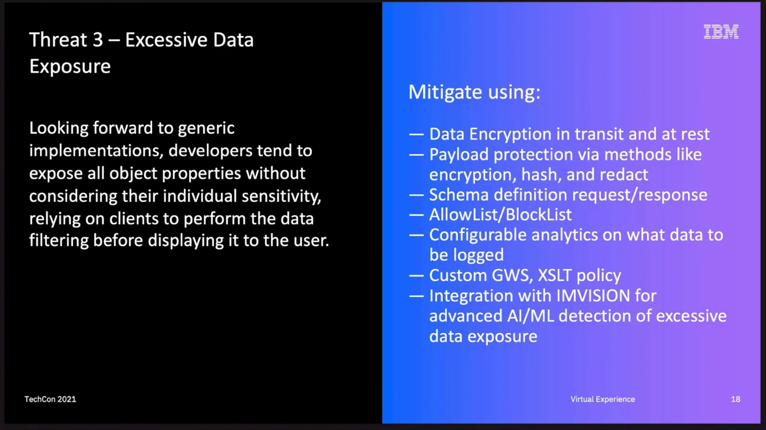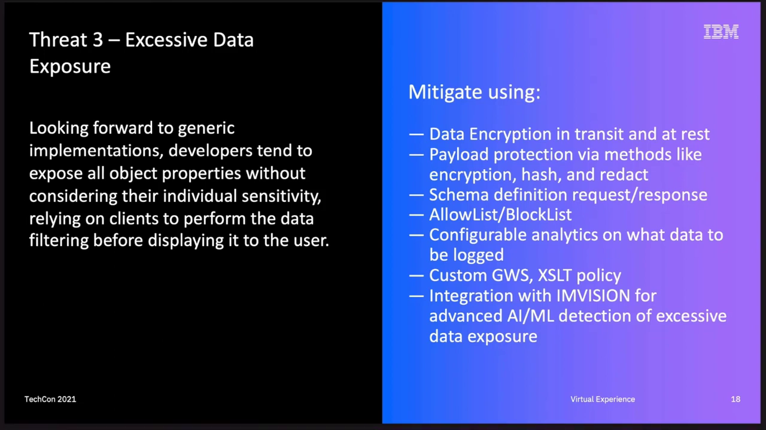How can you mitigate this threat using API Connect? API Connect encrypts data in transit and at rest and offers the capability of redacting message payloads to protect or remove any specific data fields. We support mutual TLS to secure the pipelines. Additionally, the payloads themselves are secured via methods like encryption, hash, and redact.